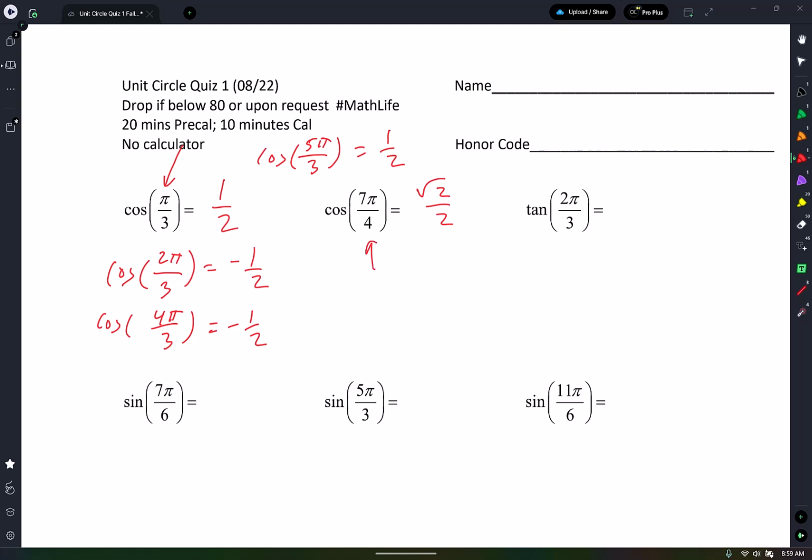Anything over 4, they're being nice to you. You don't have to do any thinking. It's always going to be square root of 2 over 2. You just got to figure out, is it the x or is it the y? And what quadrant you're in. Does that make sense?